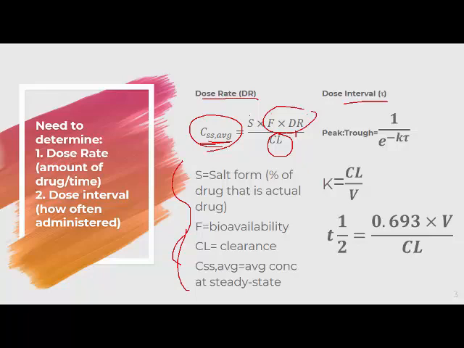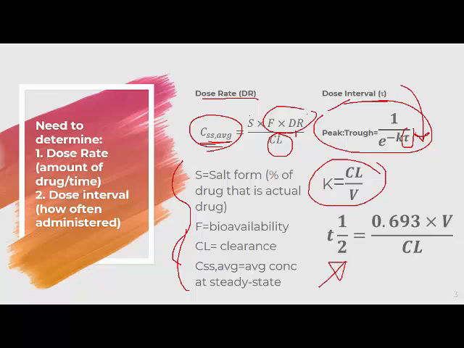Dose interval is determined by your peak to trough ratio. Your peak to trough ratio is determined by 1 over e to the negative k tau. We choose tau, the dose interval. So what really determines our peak to trough ratio is the tau we choose and the slope of our elimination curve, which is determined by clearance and volume. We can also look at it by looking at the half-life, and as you probably remember, we're going to dose about every half-life. So sometimes looking at half-life just saves a little bit of time.